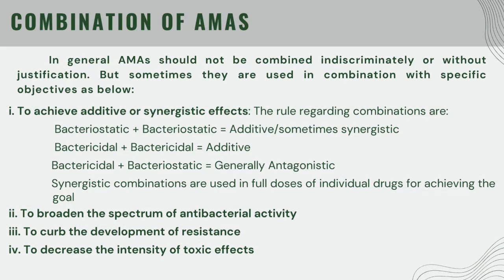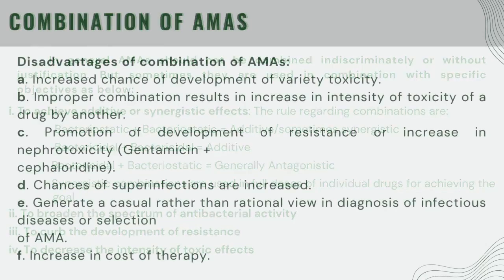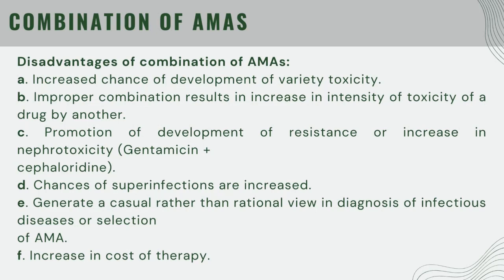Next is to broaden the spectrum of antibacterial activity, to curb the development of resistance, and to decrease the intensity of toxic effects. Disadvantages of combination of AMAs. Increased chance of development of variety of toxicity. Improper combination results in increase in intensity of toxicity of a drug by another. Promotion of development of resistance or increase in nephrotoxicity, for example gentamicin plus cephaloridine. Chances of superinfections are increased. Generates a casual rather than a rational view in diagnosis of infectious diseases or selection of AMA. Increase in cost of therapy.